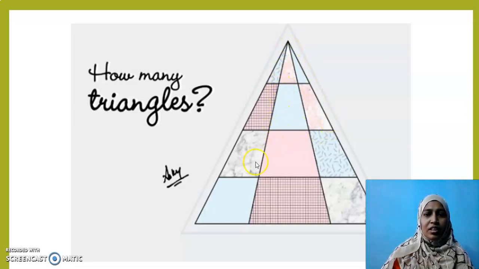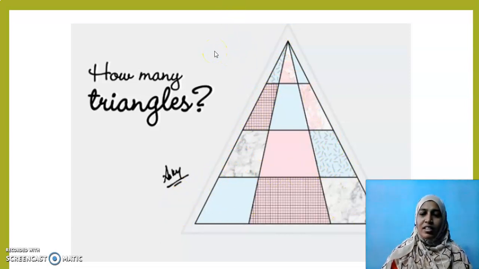18, 19, 20. Okay, then 21, 3 together, 22, 23, 24. How many triangles are there? Yes, there are 24 triangles.